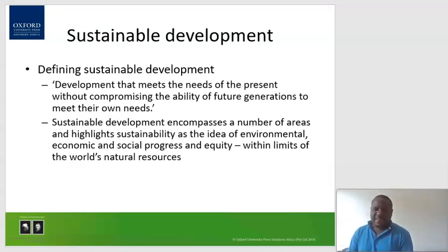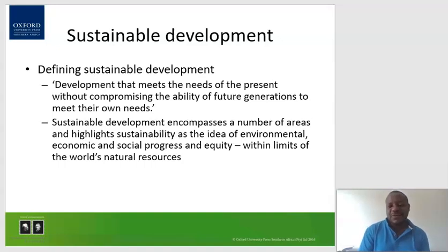Sustainable development is another aspect that we also ought to look at. Basically, sustainable development is defined as development that meets the needs of the present without compromising the ability of future generations to meet their own needs. Since resources are limited, we mustn't use them to a point where those that will come after us will have nothing to use.